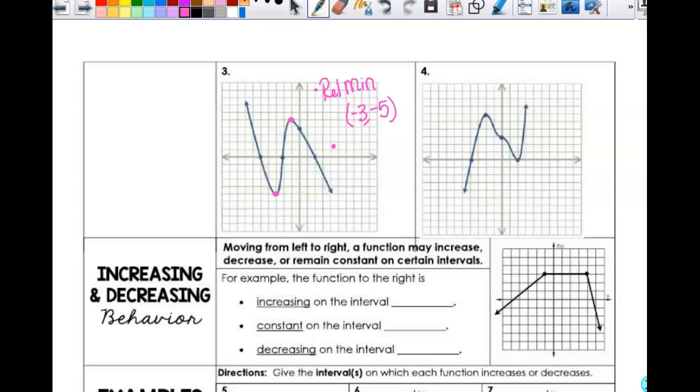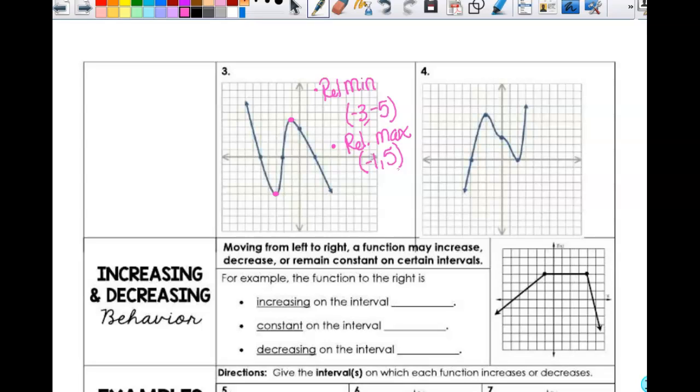Then what would the other one be? Relative maximum. And that is at (negative 1, 5). What questions do you have? Anything?